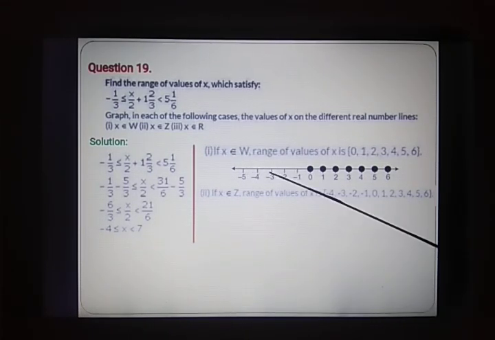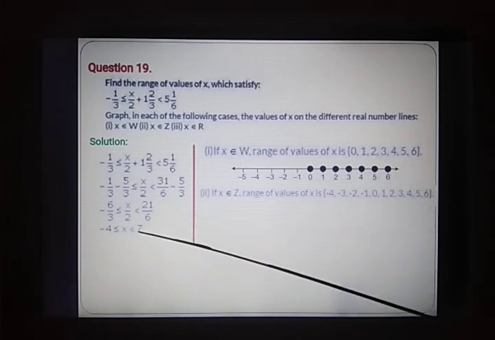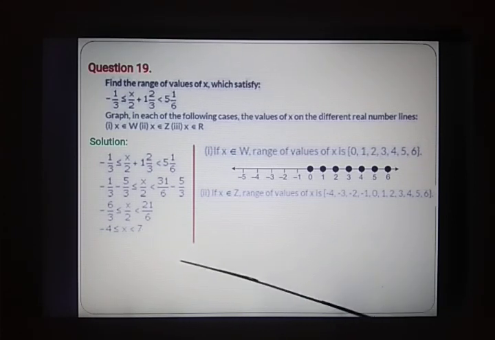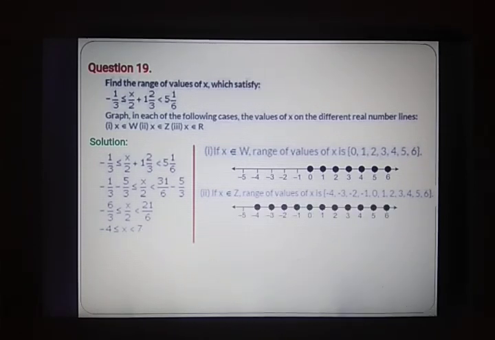So -3 can be marked, -2 can be marked, -1 can be marked, similarly 0, 1, 2, 3, 4, 5, 6 can be marked, but as usual 7 cannot be marked because there is no equal to sign. So that's why my solution will be like this.